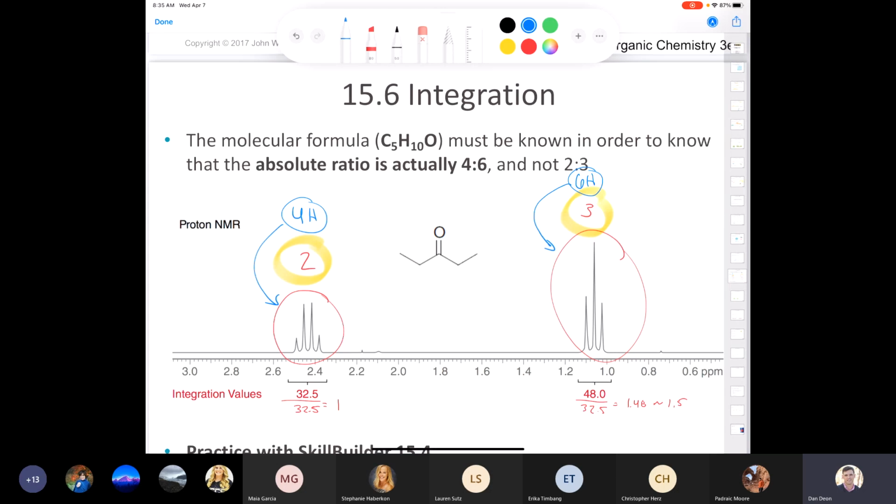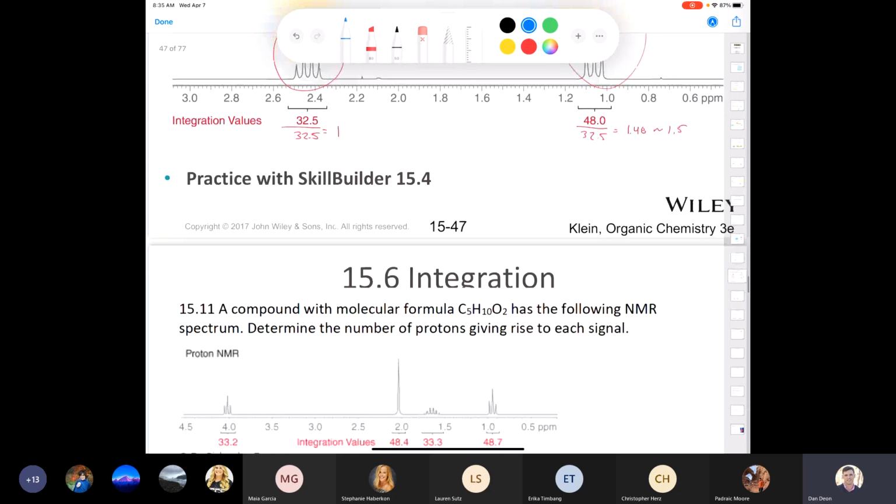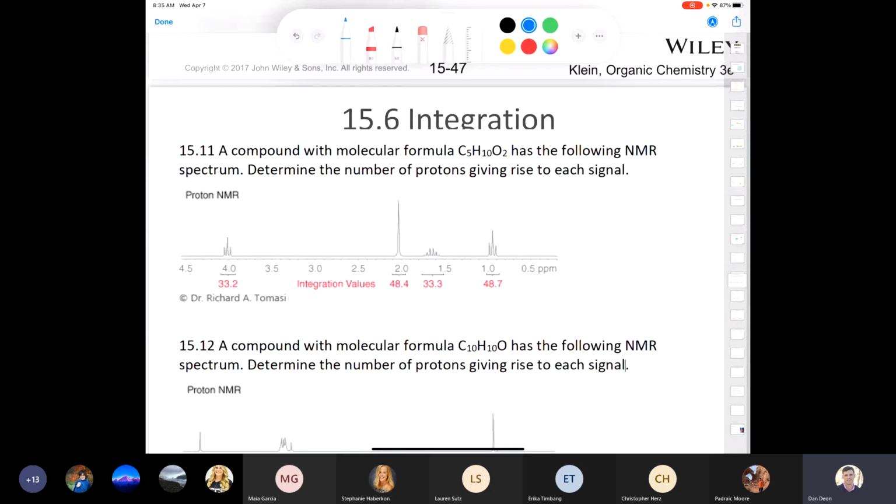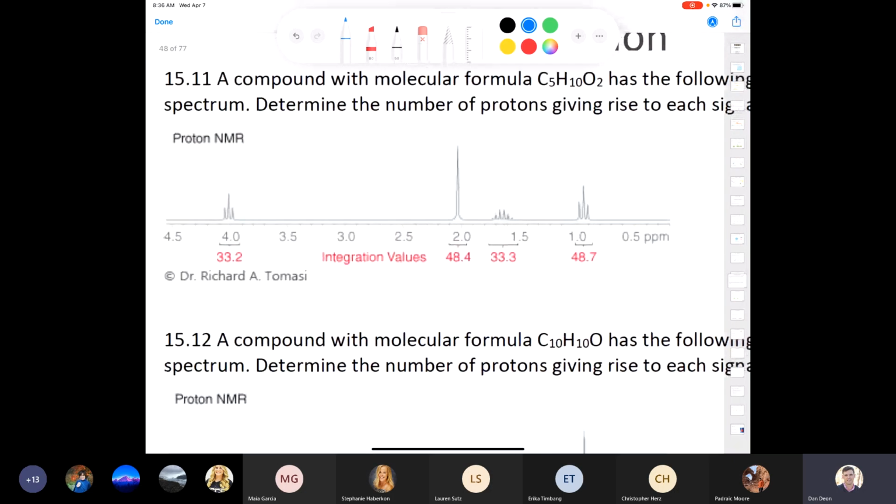Just multiplying numbers in our head, really, and doing a little bit of division. Okay, cool, great. Well, with all that in mind, let's take a look at some examples. These examples come, again, directly from your textbook. So this is question 15.11. It says a compound with this molecular formula, C5H10O2, has the following NMR spectrum. How many protons are giving rise to each signal?